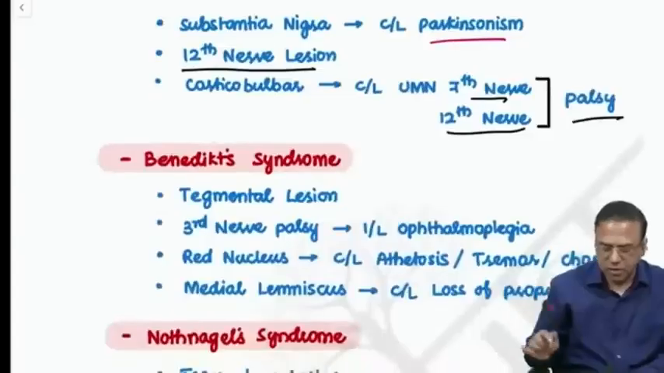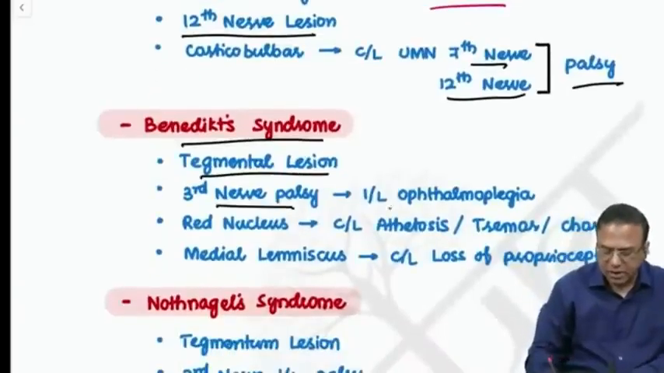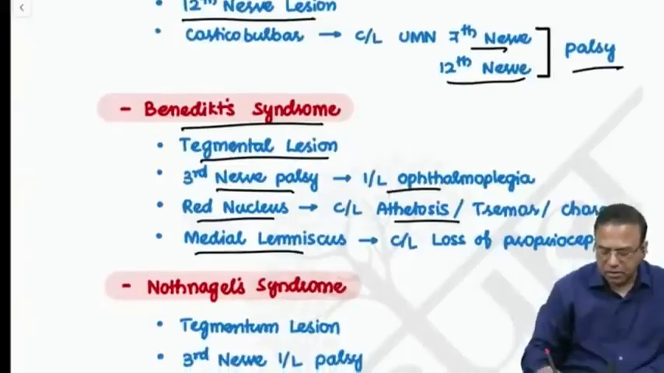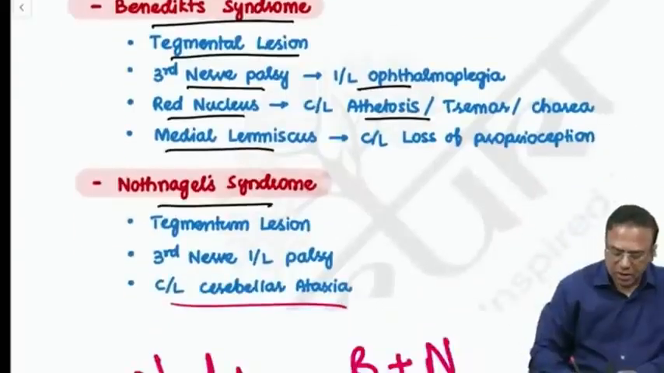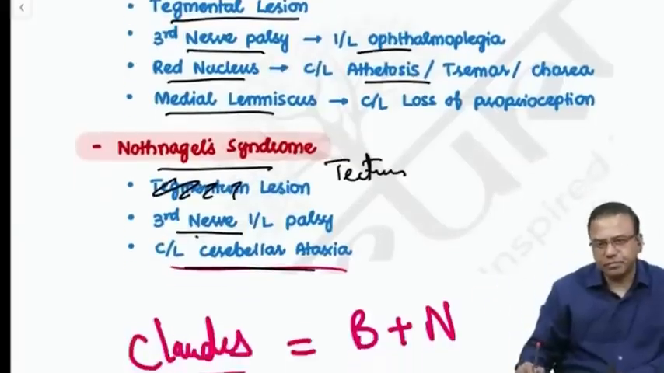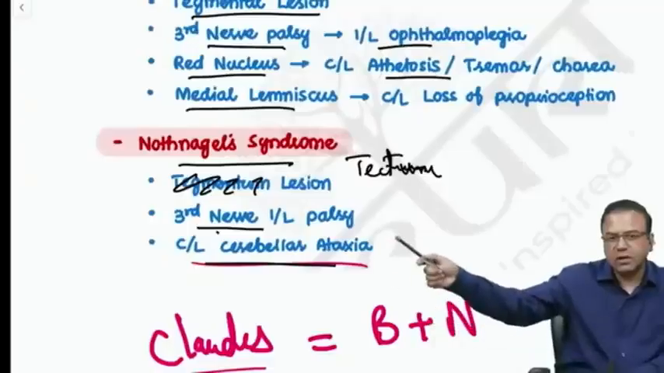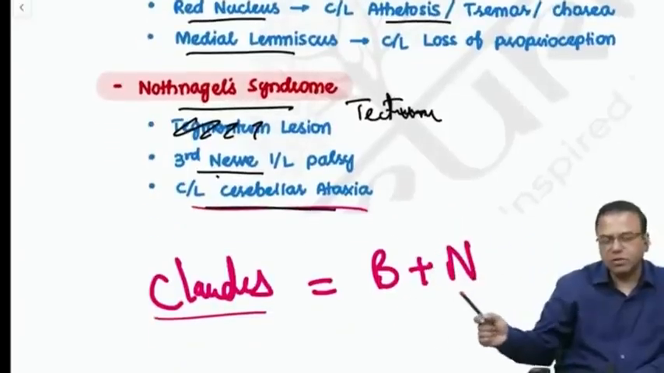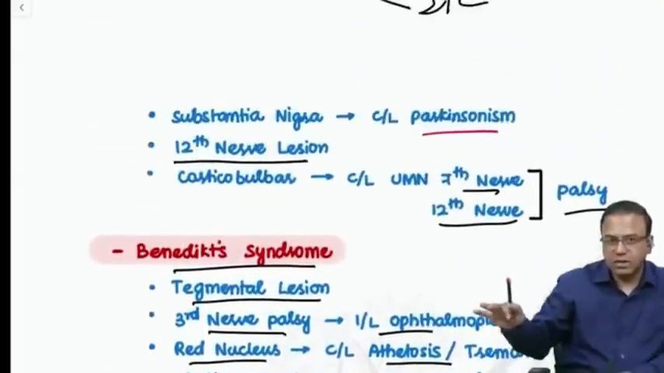All Weber syndrome. Benedict syndrome is a tegmentum lesion. So these patients will come again with ipsilateral third nerve. Red nucleus will go, so contralateral movement abnormality. Medial lemniscus is going to result in contralateral joint position and vibration gone. Nothnagel syndrome is actually not tegmentum, it's actually a tectum lesion. It's third nerve palsy and there is contralateral cerebellar ataxia. So this is contralateral cerebellar ataxia and third nerve. If you get Claude syndrome, it's Benedict plus Nothnagel combined picture. So this covers the brainstem syndromes that you should be aware of.